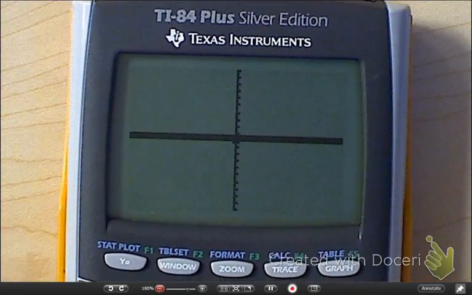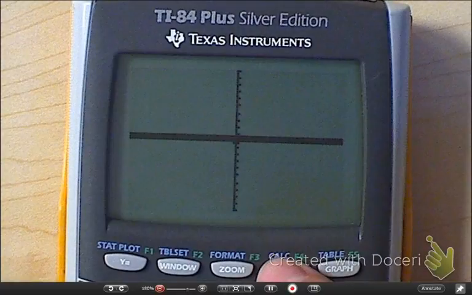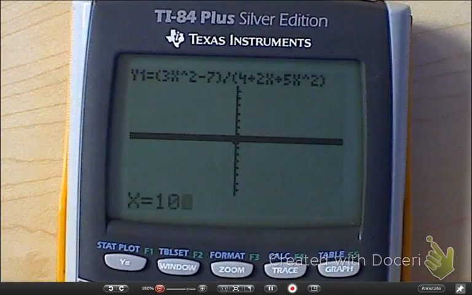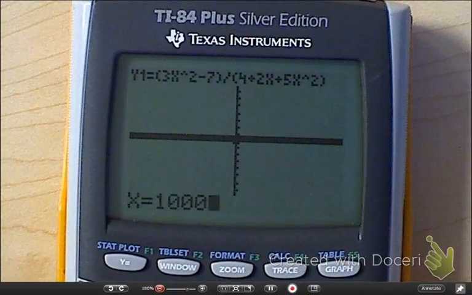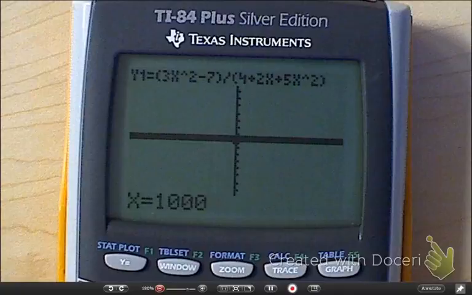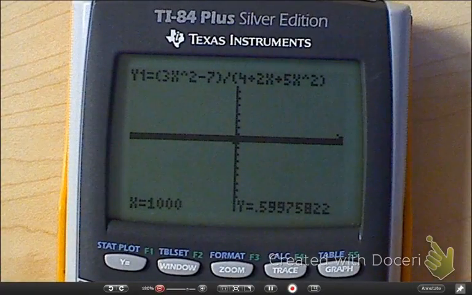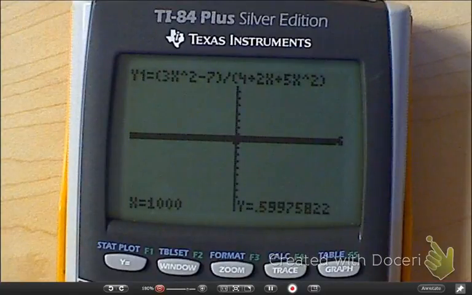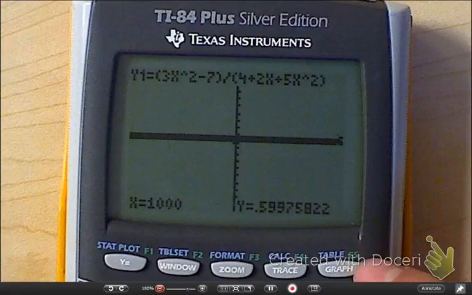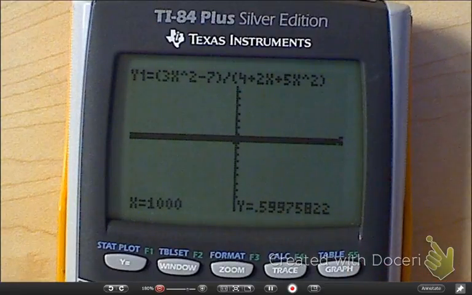If you trace it and type in x equals 1,000, just because I want to know what it's going to do at infinity. Now, 1,000 is not very big, but it's probably following the asymptote pretty close by the time it gets to 1,000. So, 0.6. So what is 0.6 as a fraction? 3/5. So that's how you could figure out or prove that it's going to 3/5, by just going out further and further using the trace feature of the calculator.